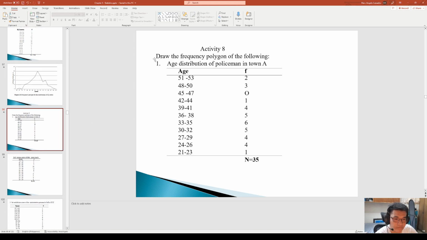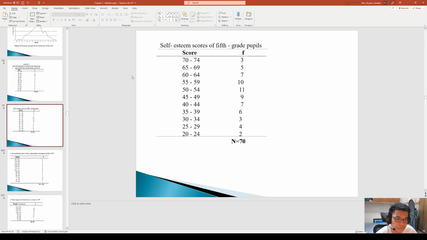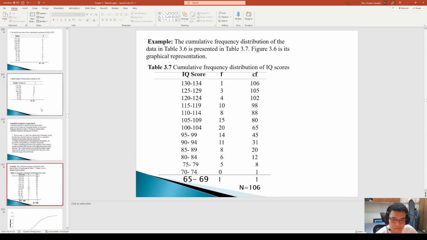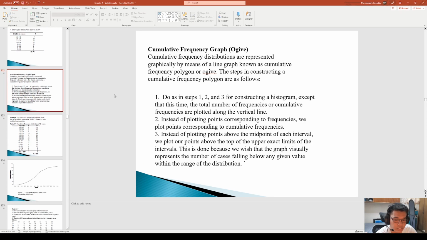Okay? So another activity, no? You need to create several line graphs for this set of frequency distribution tables. Number 1, number 2, okay, number 3, 4. So 4. You need to create 4 line graphs or frequency polygons. Okay, and lastly is the cumulative frequency graph or what you call ogive. Okay, ogive or whatever yung pronunciation yan.